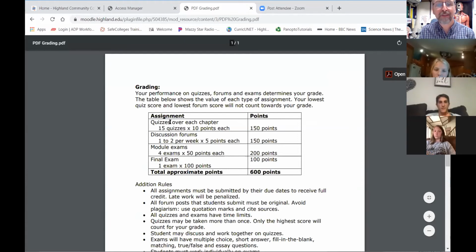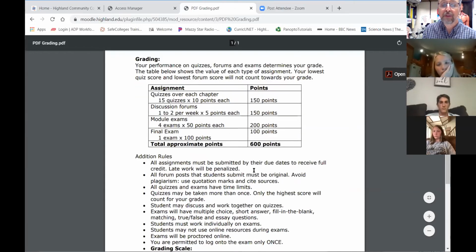Okay, where it says assignment and points, each quiz is worth 10 points. I'll count your 15 best quizzes over the course of the semester. Discussion forums are worth 5 points each. We'll probably do, again, around 15 of them, so this should be more like 75 points. And then the exams are 50 points each for 200 points, and a final exam.